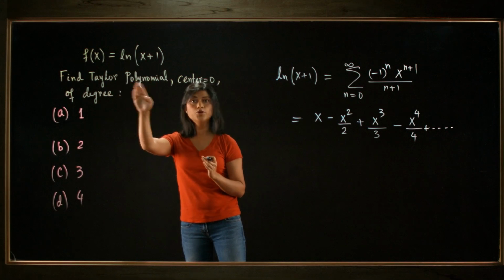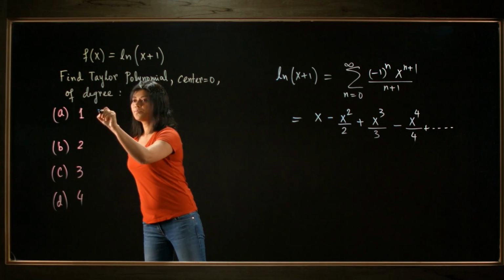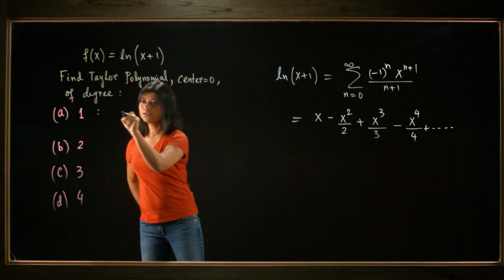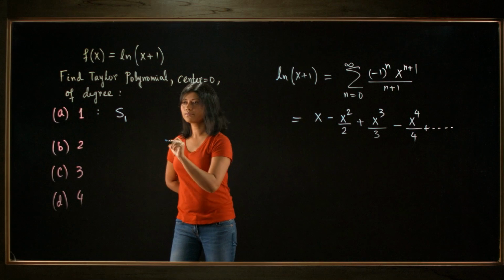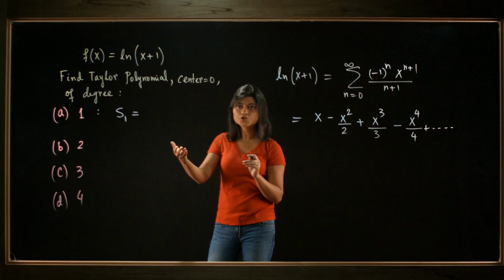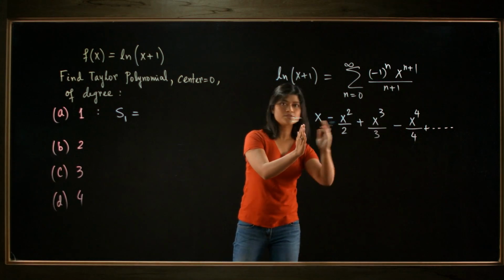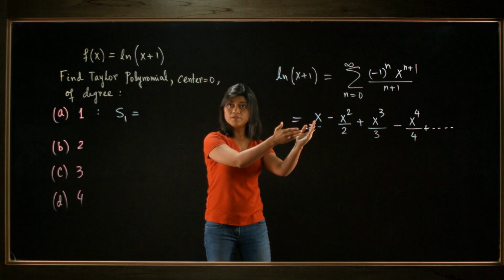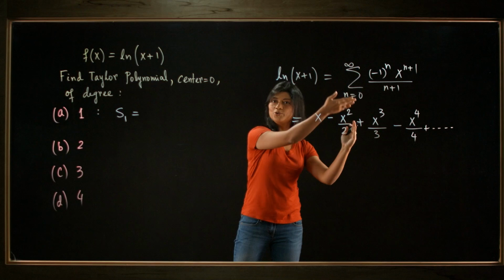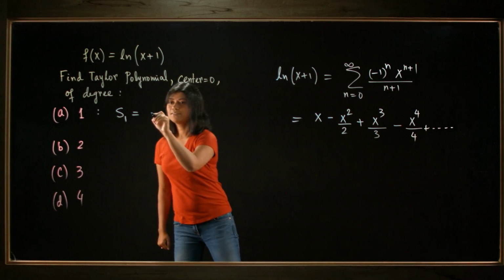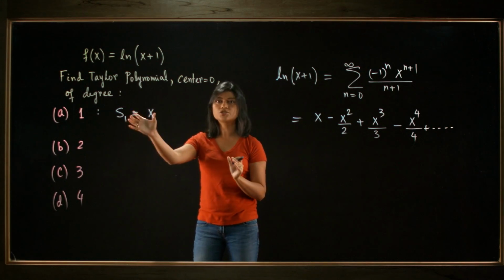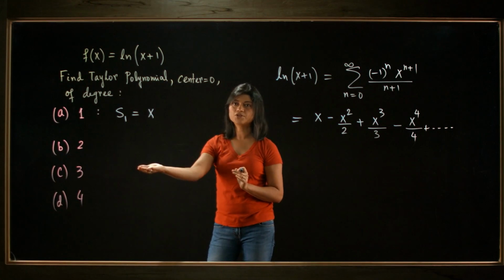Remember, we have to find the polynomial. So the very first one, we have to find the Taylor polynomial center 0 of degree 1. So we want to compute S1. What does degree 1 mean? That means the highest power of x should be 1. So look at these terms. Is there a term where the power of x is 1? Yes, the very first term, and then the next one, the power goes up. So we just have x. The very first term is the first degree Taylor polynomial for the function.